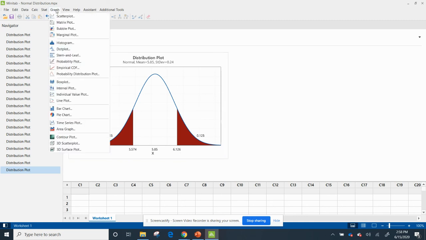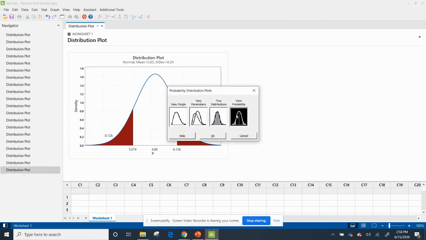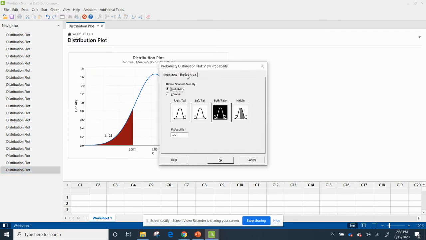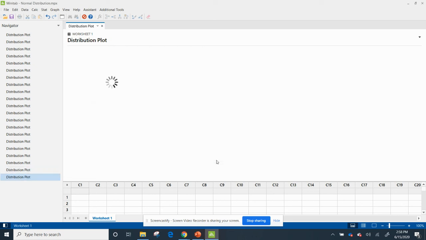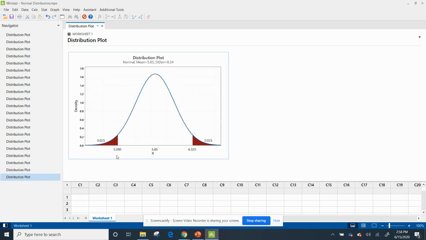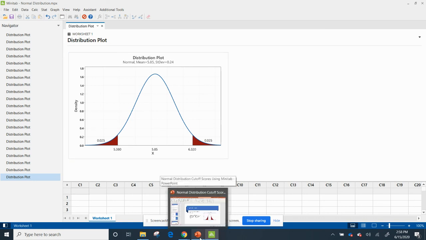Let's do one more to help drive it home. Let's say I want 90%, where I feel like 90% of the crops are going to be between this diameter. So my middle is 90%, which means I only have 10% in the tails total. Divided by 2, I get 0.05. If I hit OK, look, 90% of my data for these oranges, their diameter, will be between 5.38 centimeters and 6.32 centimeters. That's how you do the between.